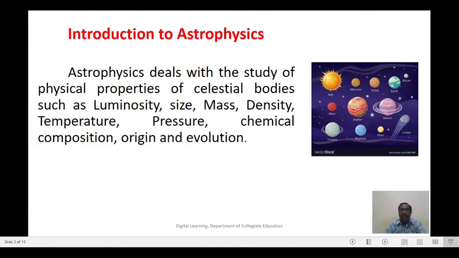So what is astrophysics? Astrophysics is the branch of physics which deals with the study of physical properties of celestial bodies. What are celestial bodies? Celestial bodies are natural bodies which are present outside the Earth's atmosphere, for example stars, planets, etc. Now in astrophysics we study the physical properties of stars such as luminosity, size, mass, density, temperature, pressure, chemical composition, and origin and evolution of stars.